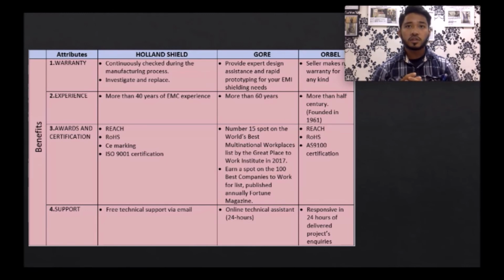Lastly, fourth attribute of the benefit is support. For Holland, they will provide free technical support via email, whilst Gore has online technical assistance in 24 hours, whereas Orbel is responsive in 24 hours of delivered project inquiries.